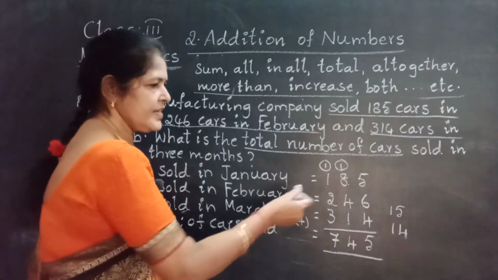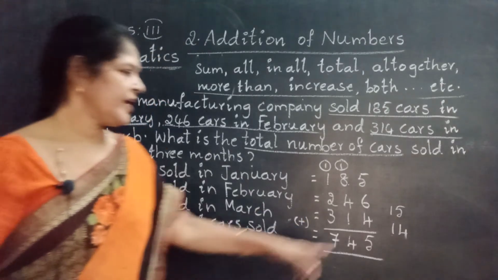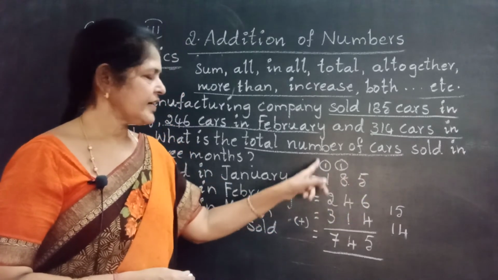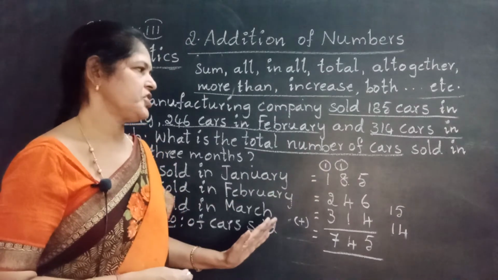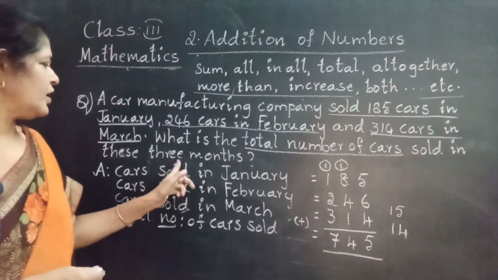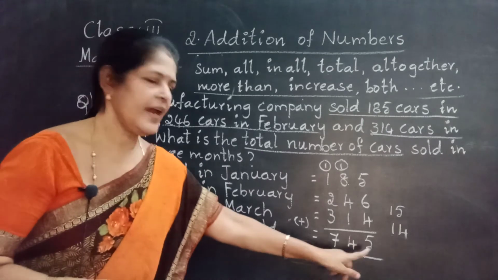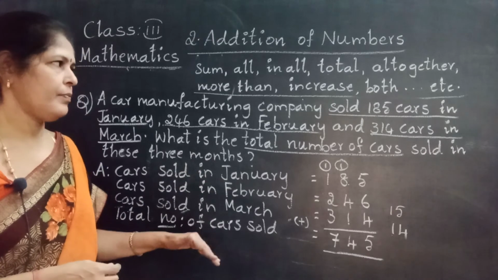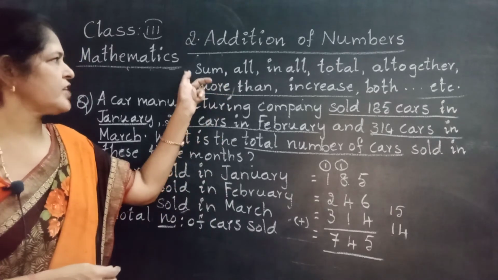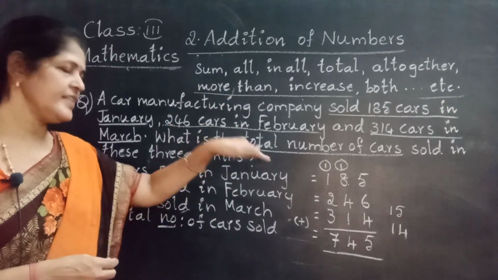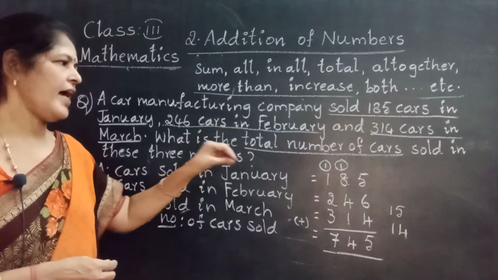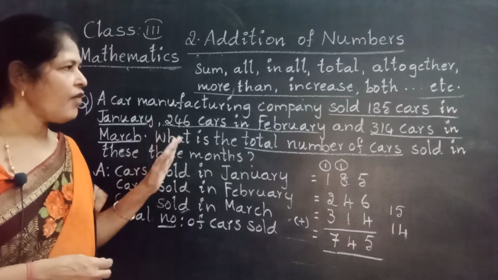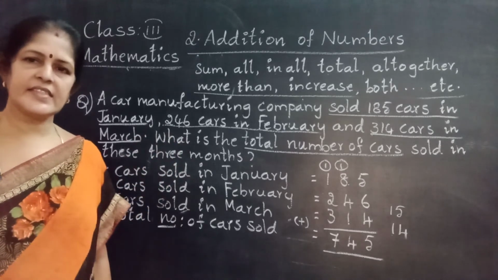745. See, this is with regrouping. Regrouping means the number is carried forward from ones to tens, tens to hundreds. Carrying addition. Total number of cars sold in 3 months, 745. Okay, Nana? Do you understand how to write the word problems? First of all, we check the addition word. Is any addition word in the question? If it is there, we find the total, that means doing addition.